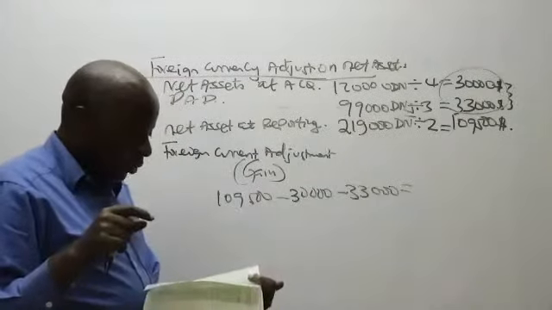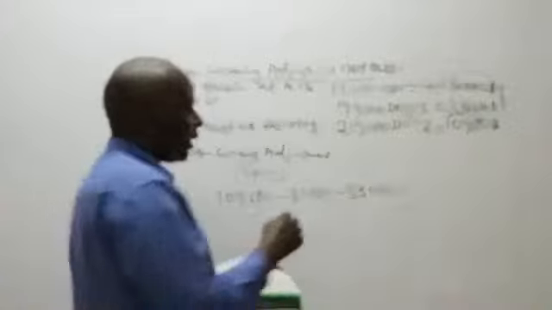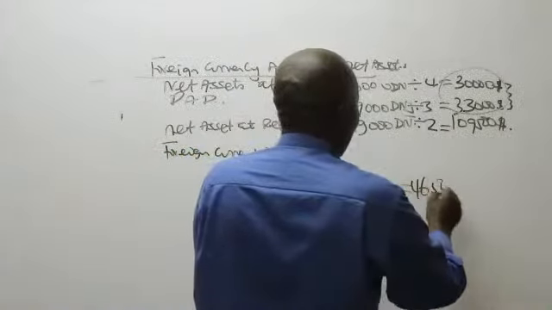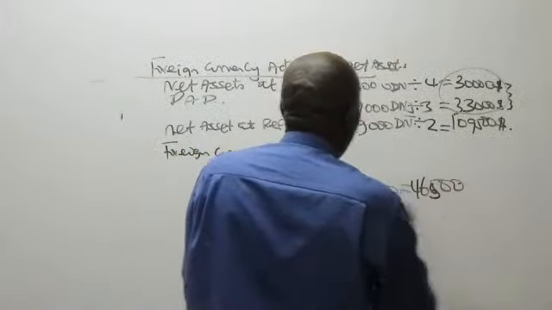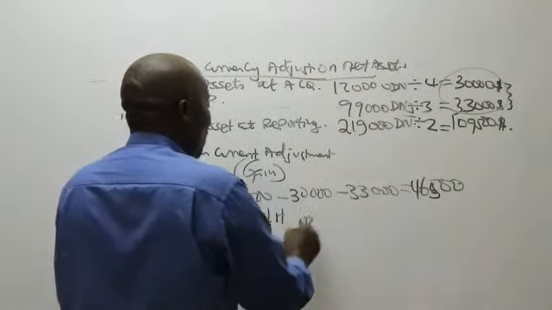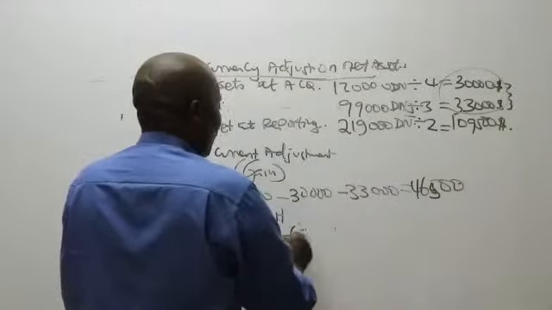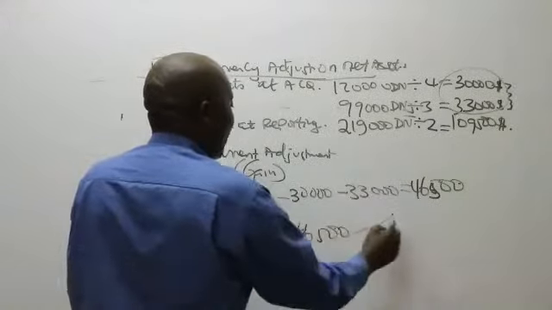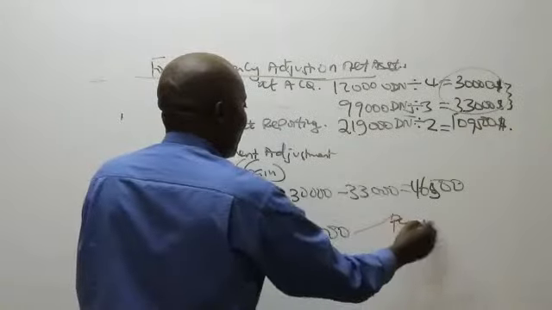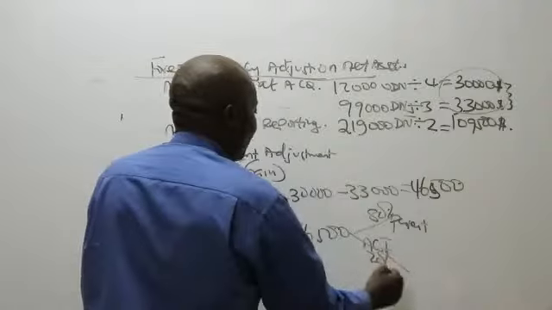46 what here, somebody? 46,500. So this is 46,500. You split it. Split it. Parent takes their share. So split it, 46,500. Parent takes 80% and NCI takes 20%. You split immediately.